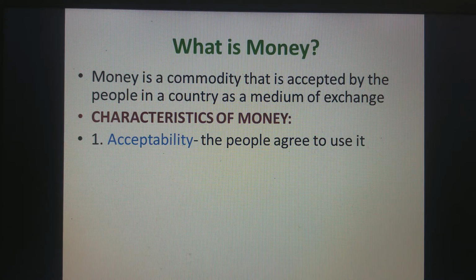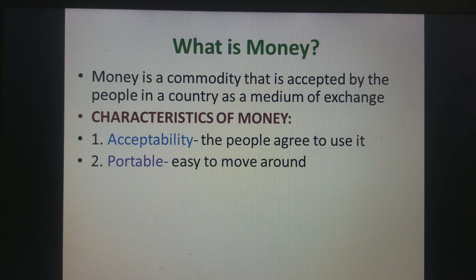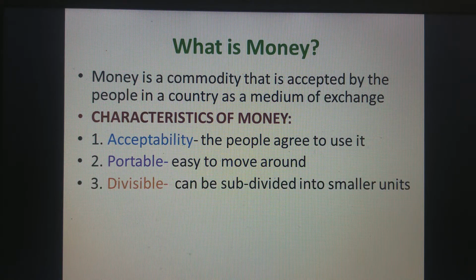Acceptability. Money should have the feature of acceptability, which means that the people agree to use it. Most, if not all, of the people agree to use that item as money. Secondly, it must be portable. So it should be easy to move around. It shouldn't be difficult to move around. You can carry it in your pocket or so on.